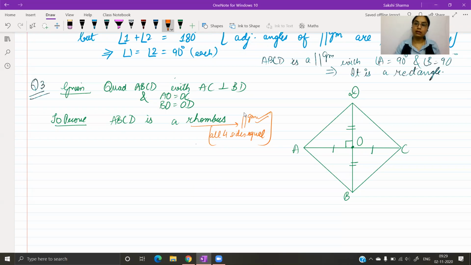If this question comes for 4 marks, then you will prove how a quadrilateral in which the diagonals bisect each other becomes a parallelogram. As for now, we are going to directly write this down, that since ABCD is a quadrilateral in which the diagonals bisect each other, it will be a parallelogram.